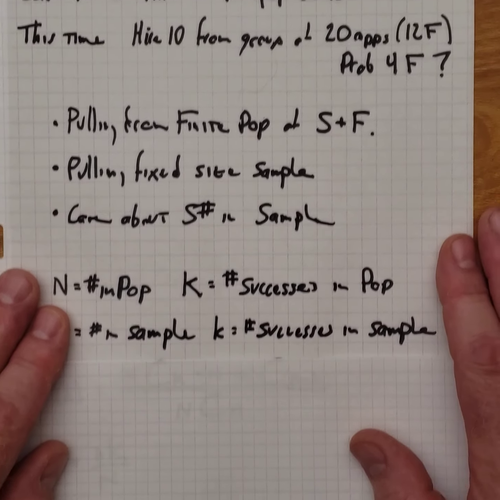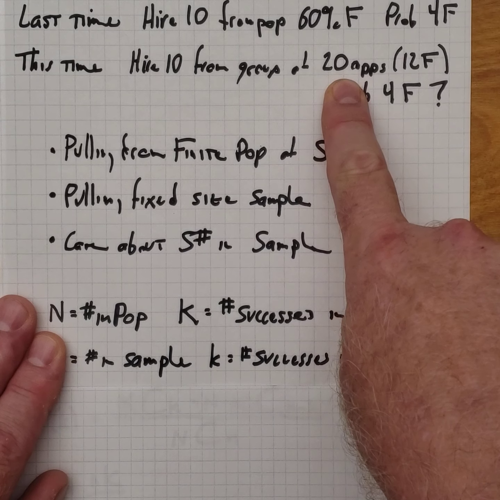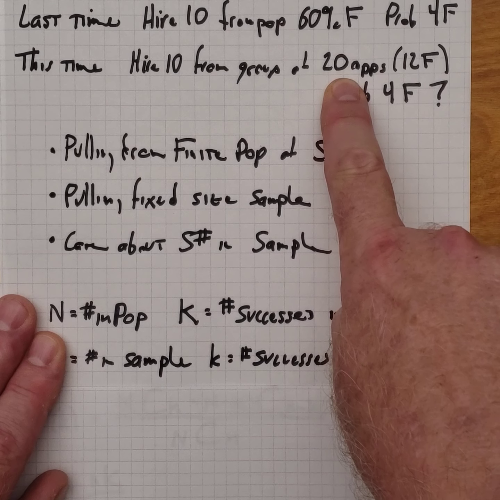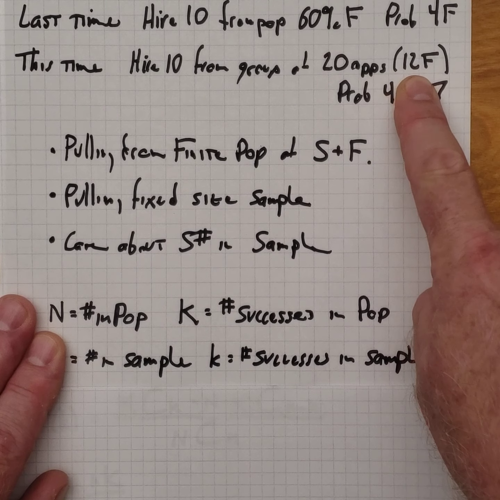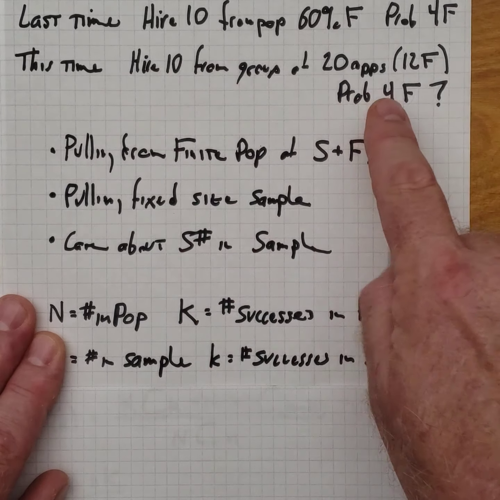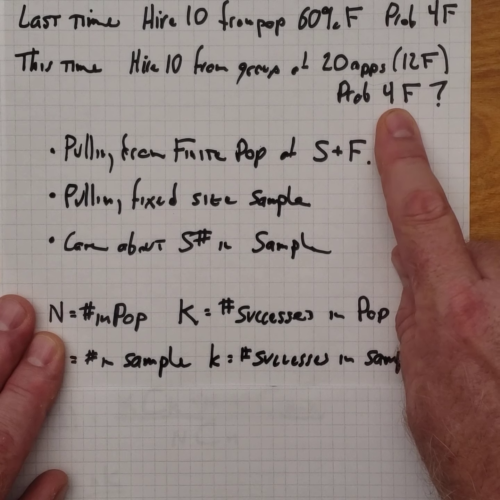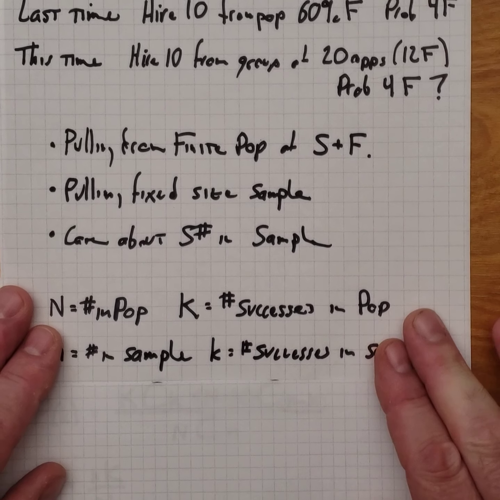So if we go back up to the top here, for this particular situation, our population is 20, so that's big N. There are 12 successes in the population, that's big K. We're choosing a sample of 10, so that's little n, and we want to know the probability that there are 4 successes in the sample, so that's little k.